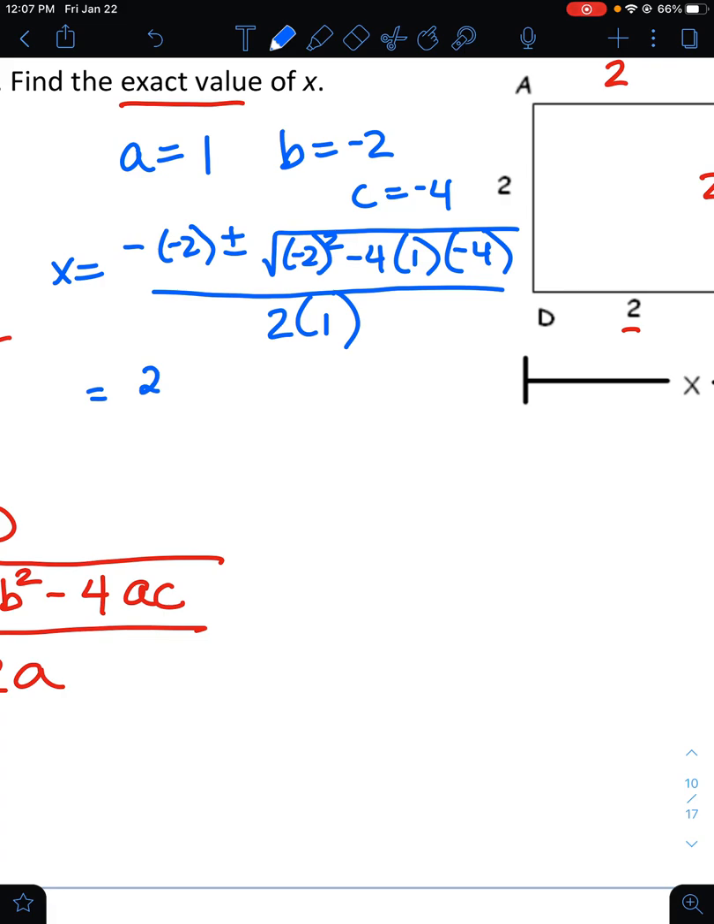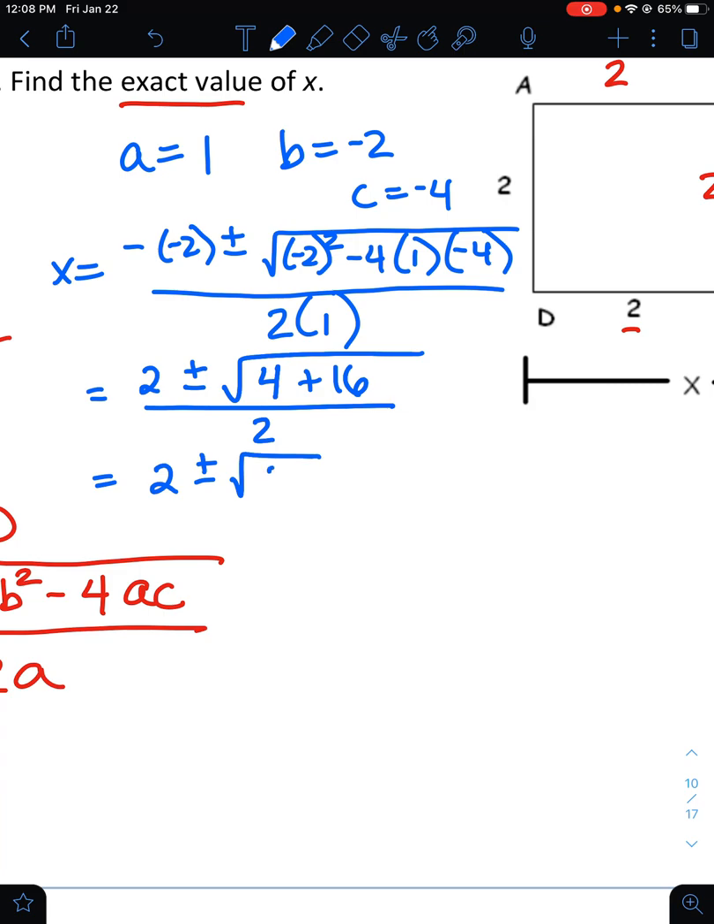-2, I can simplify to just a 2, plus or minus. So negative 2 squared is positive 4. This is where a lot of people go wrong because you just blindly type it in your calculator. So it's a negative 2 times a second negative 2, which makes a positive number. Minus 4 times 1 times negative 4. So that's going to end up being a positive 16 over 2. Okay, so 4 plus 16 is 20. So I've got 2 plus or minus the square root of 20 over 2.